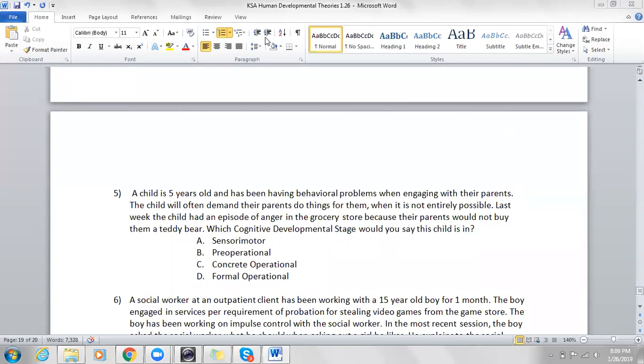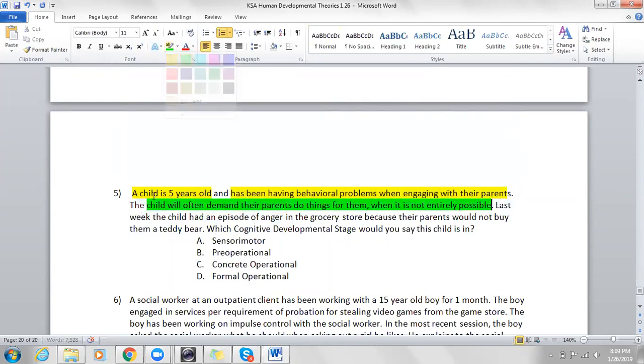All right, everyone chose the same answer. So we have a 5-year-old boy who's been having behaviors when engaging with the parents. The child will often demand things that are not entirely possible, so their cognition is a little wonky. The kid will have an episode in the grocery store because they wouldn't buy him a teddy. So with this, remember, sensorimotor is where the person is getting the environment based on what their senses say, as well as what they're experiencing. So that's not going to be it.